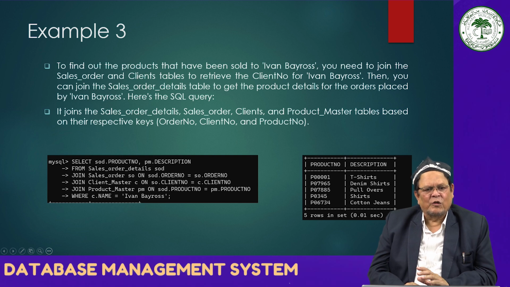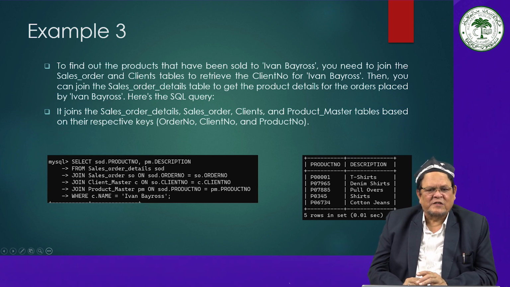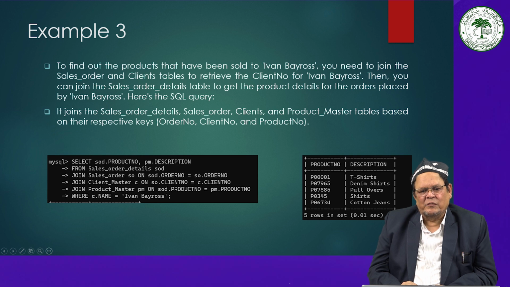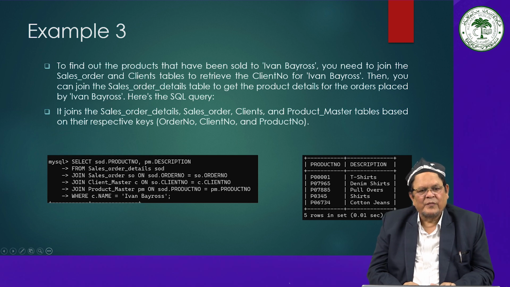It means it will join the sales order details, sales order, clients and product master tables based on their respective keys: order number, client number and product number. The result will display like that: description t-shirt, denim t-shirt, pullover, t-shirt and cotton. 5 rows will be displayed on the screen.